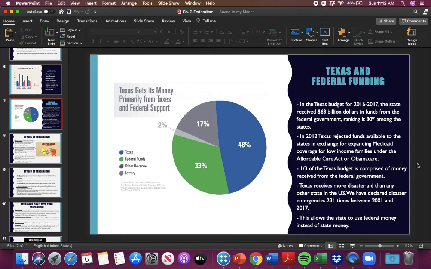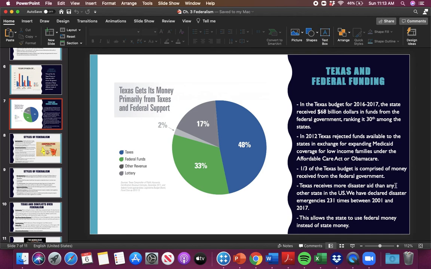Texas also receives more disaster aid than any other state in the U.S. Just this year, we had Hurricane Laura hit. In a given year, we usually have a couple of hurricanes, tornadoes, wildfires, things like that. So we have declared a disaster 231 times between 2001 and 2017, and in those situations we get disaster relief from the federal government.